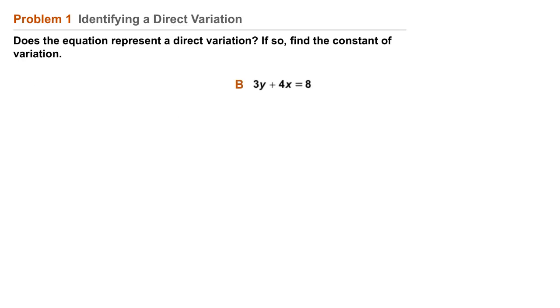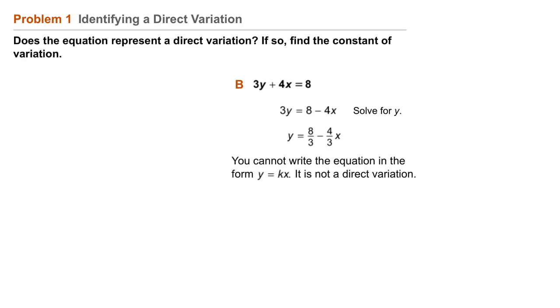B, the equation's 3y plus 4x equals 8. So again, solve for y. We find y equals 8/3 minus 4/3 x. So you cannot write the equation in the form y equals kx, and it is not a direct variation.